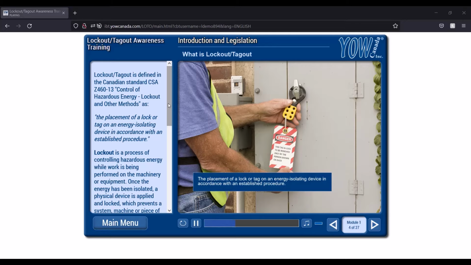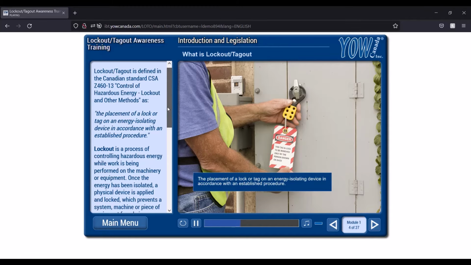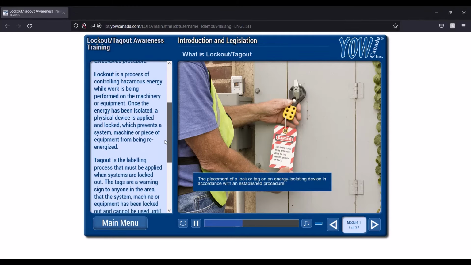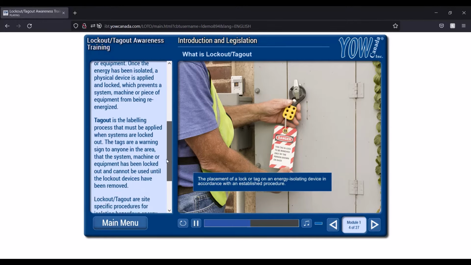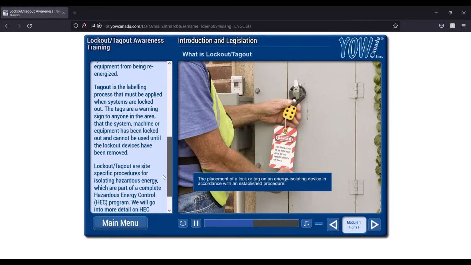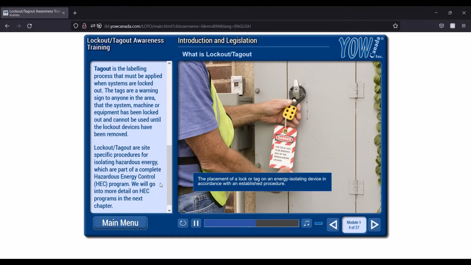Lockout is a process of controlling hazardous energy while work is being performed on the machinery or equipment. Once the energy has been isolated, a physical device is applied and locked, which prevents a system, machine, or piece of equipment from being re-energized.